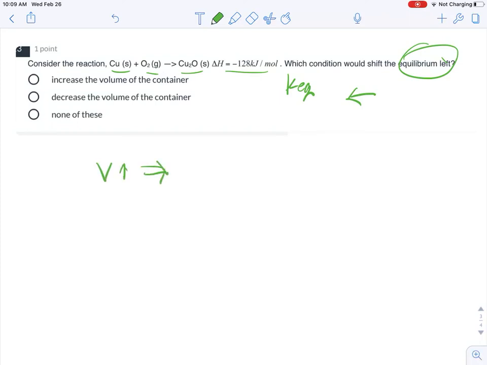What that's going to do is if the volume is increased, the pressure will actually decrease, and if the pressure decreases, this will want to shift to the high pressure side. Now, the way we determine what the high pressure side is by counting gases on each side of the chemical equilibrium. So technically this should be an equilibrium here. This is a solid, so we don't count that, and this is a solid, we don't count that. The coefficient in front of oxygen is 1 here, so N is equal to 1 on the left, N is equal to 0 on the right.